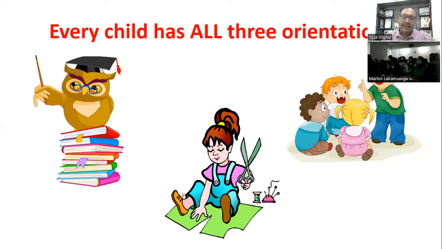There could also be children who are a combination of two orientations at a common level or a single level. The third orientation may be higher or lower than that. There could also be children who are a beautiful mixture of all three orientations. This is what we call the orientation graph.